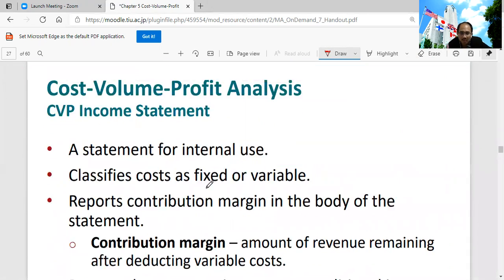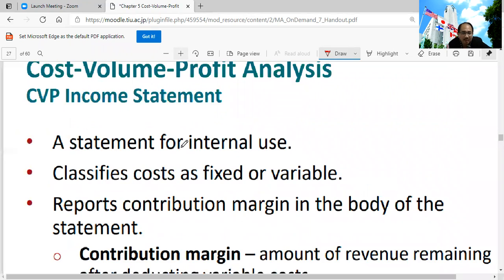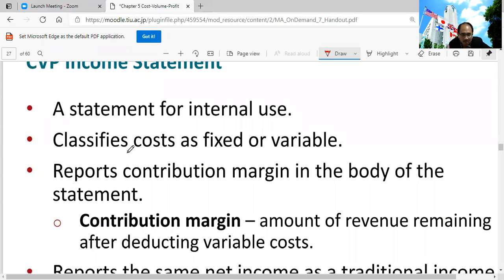Okay, so a CVP income statement refers to a statement for internal use. Again, this is managerial accounting; we talk about the internal. It classifies costs as fixed and variable. Recall that under GAAP, in financial accounting, you report sales, cost of goods sold, expenses, and so on, according to accounting standards or common industry practice. But in the CVP income statement, we just classify costs as fixed and variable because this is for internal use and we need it for decision making.